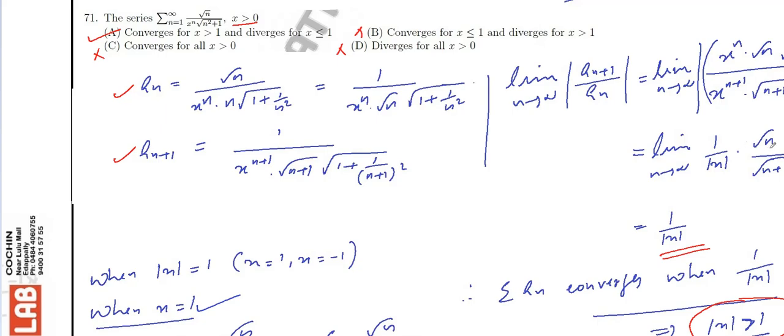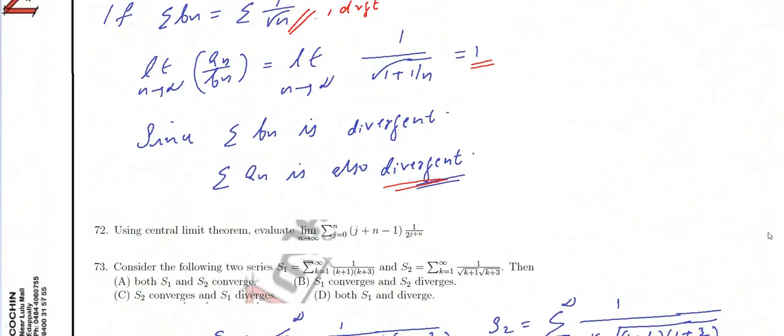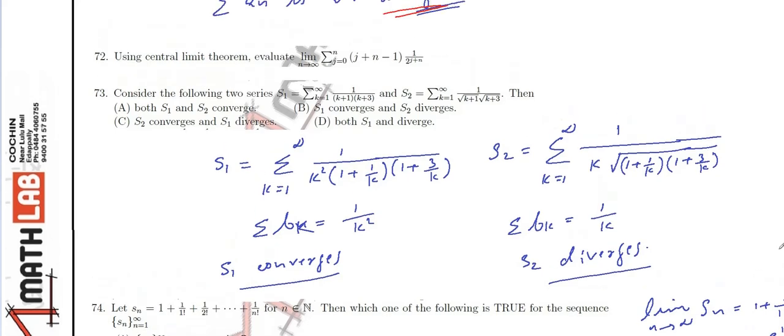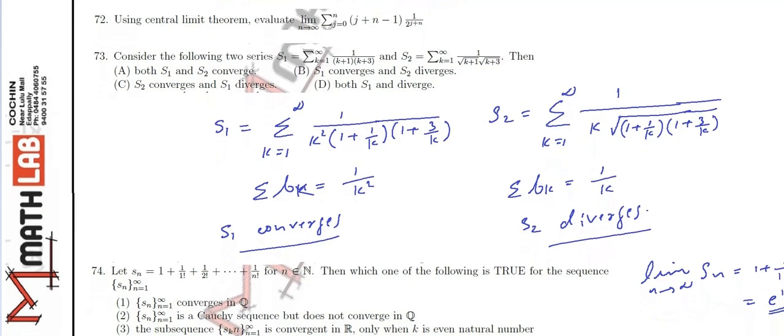Okay, yeah, that's it. So that's all about 71 and 72. Question number 72 is like using central limit theorem evaluate. Actually, this topic, central limit theorem, was there in the previous syllabus of JAM. So right now we are not going to discuss that central limit theorem. So I skipped this problem right now.